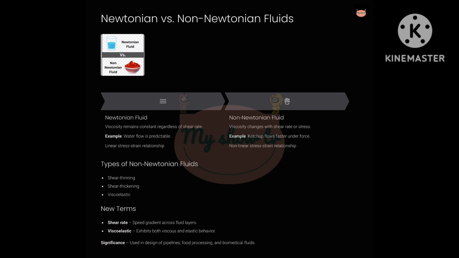In Newtonian fluids, shear stress is directly proportional to shear rate. Non-Newtonian fluids do not follow this simple rule. Categories of non-Newtonian fluids include shear thinning, like blood, and shear thickening, like cornstarch in water. This distinction matters in industrial processes such as mixing, pumping, and food production.